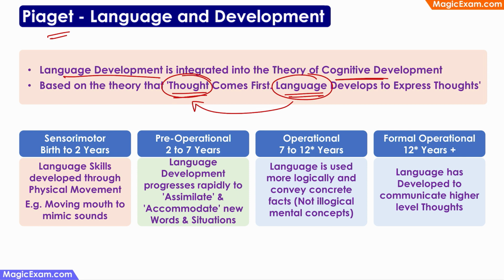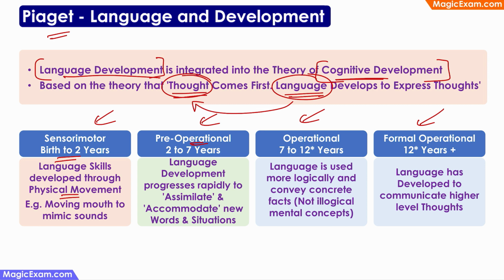If you look at Piaget's cognitive development theory, he has divided development into 4 different stages. That is sensory motor stage, pre-operational, operational and formal operational stages. So language development is also integrated into these 4 stages. For example, in the sensory motor stage, that is birth to 2 years, he says that language skills are being developed through physical movement. That is, children are trying to mimic the sounds that they are hearing. So these sounds that they are trying to make is what will become language in the future.